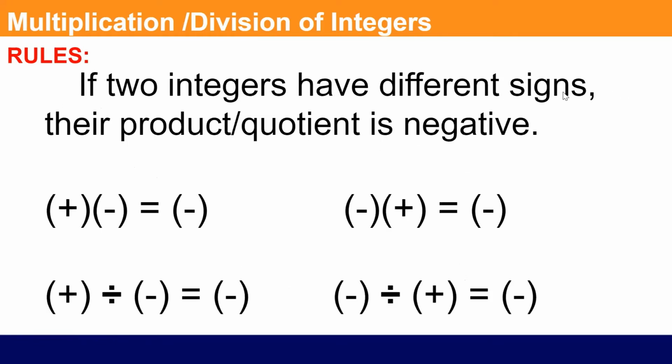If two integers have different signs, their product or quotient is negative. Ayan, pag magkaiba naman po ng sign sa multiplication and division, automatic po, ang magiging sign ng sagot ay negative. Tingnan po natin dito. Positive times negative is negative. Positive divided by negative is negative. Negative times positive is negative. And negative divided by positive is negative.